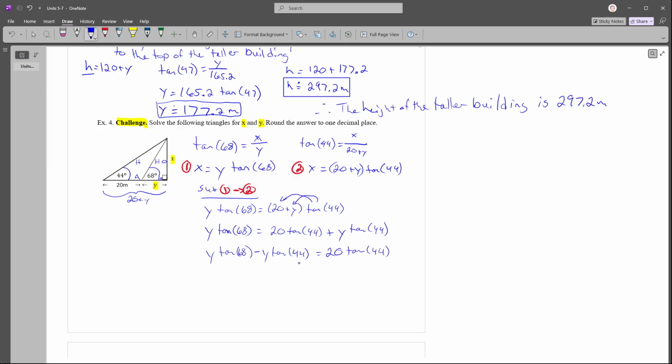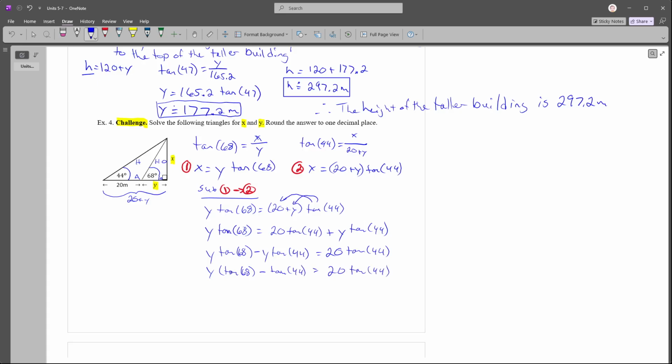Now, what can I factor out here? I can factor out a y from both terms. So that means I have y times tan of 68 minus tan of 44 is equal to 20 times tan of 44.